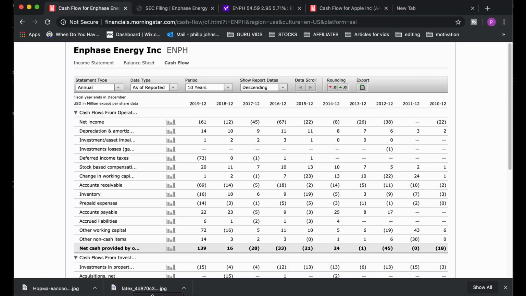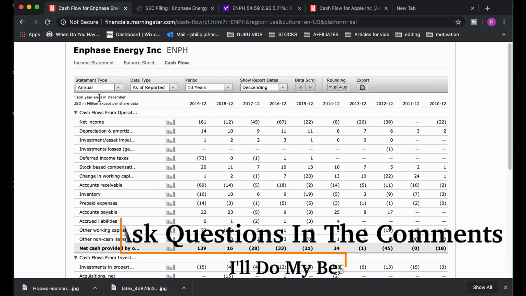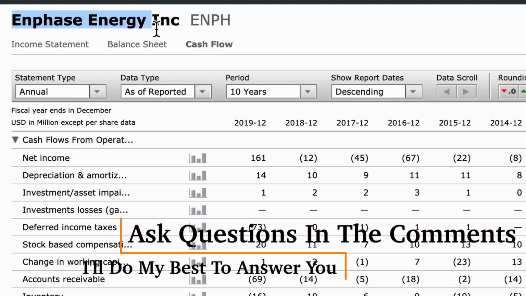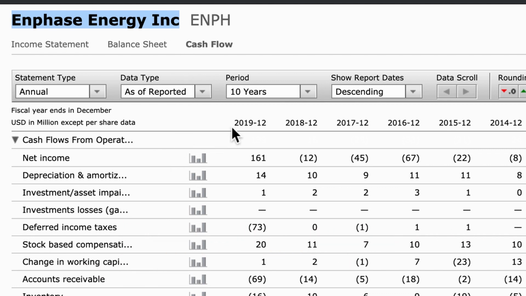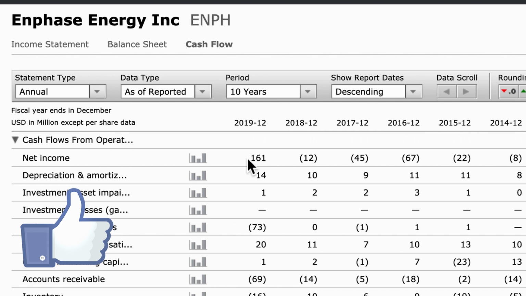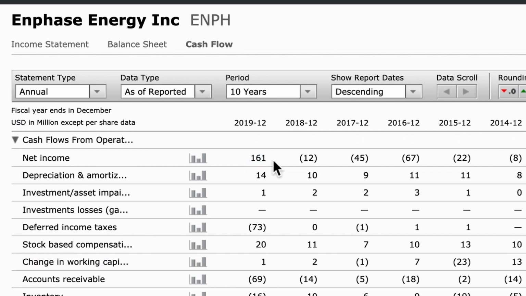We're going to use Enphase's recent filing of the cash flow statement in 2019. Up in the left hand corner we can see it's reported in millions. So when we come to the first line here, it says 161 million for net income, and whenever a number is positive, that means money is flowing into the business, and if it's negative, cash is flowing out of the business.